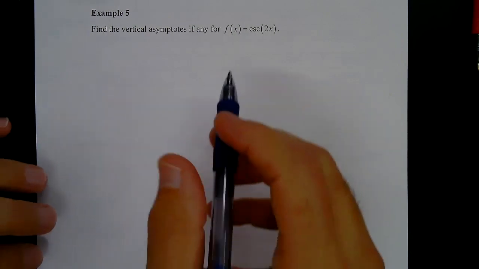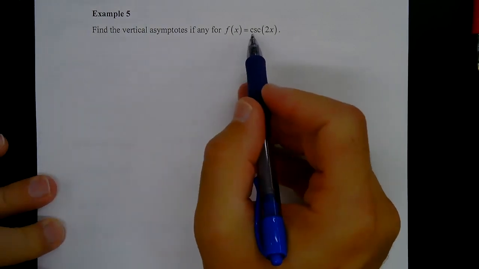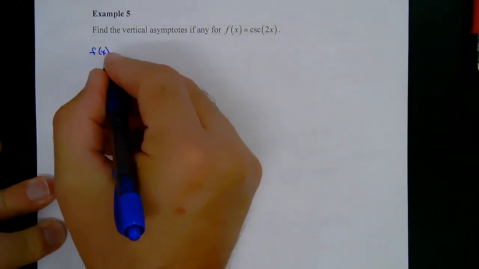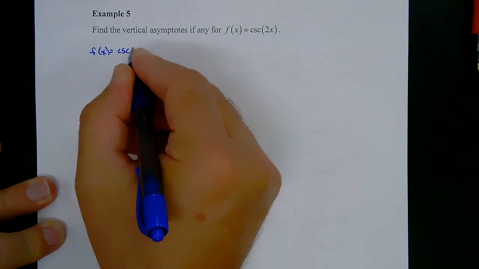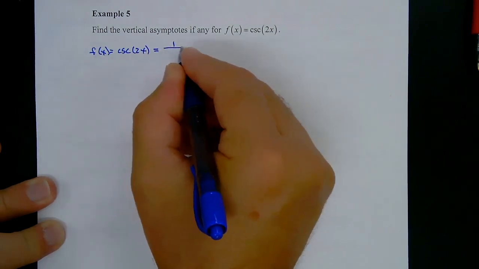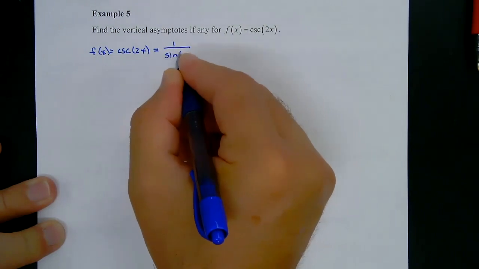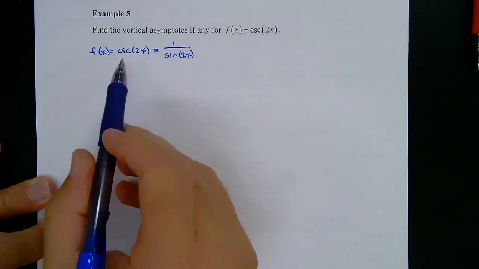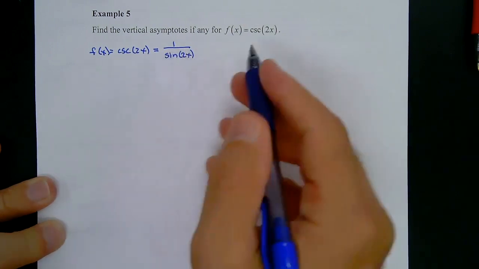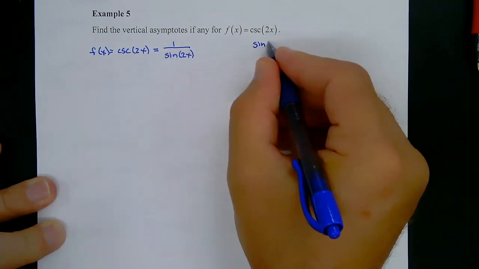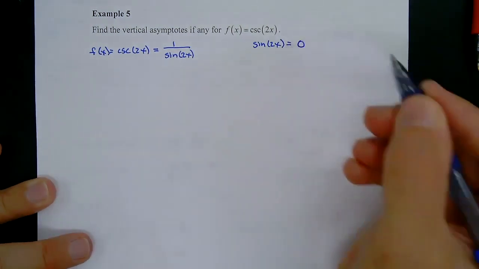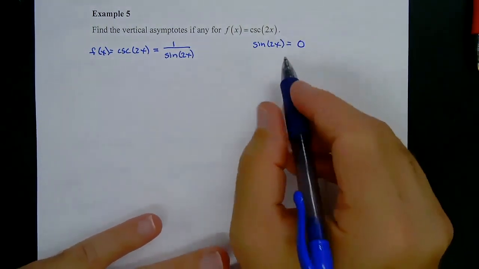Okay, so this next one is f of x is equal to cosecant of 2x. So if f of x is equal to cosecant of 2x, then this is equivalent to 1 over sine of 2x. That's a trig identity, okay? So now this denominator could be 0. So sine of 2x, we're going to solve that. Where does that equal 0? Okay, so we can draw a diagram.